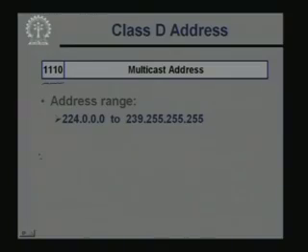Now, you see, just by looking at an IP address, you can identify which address category the address belongs to. Given an IP address, you look at only the first few bits of the address. The rule is very simple. If the first bit is 0, then you can say it is class A.